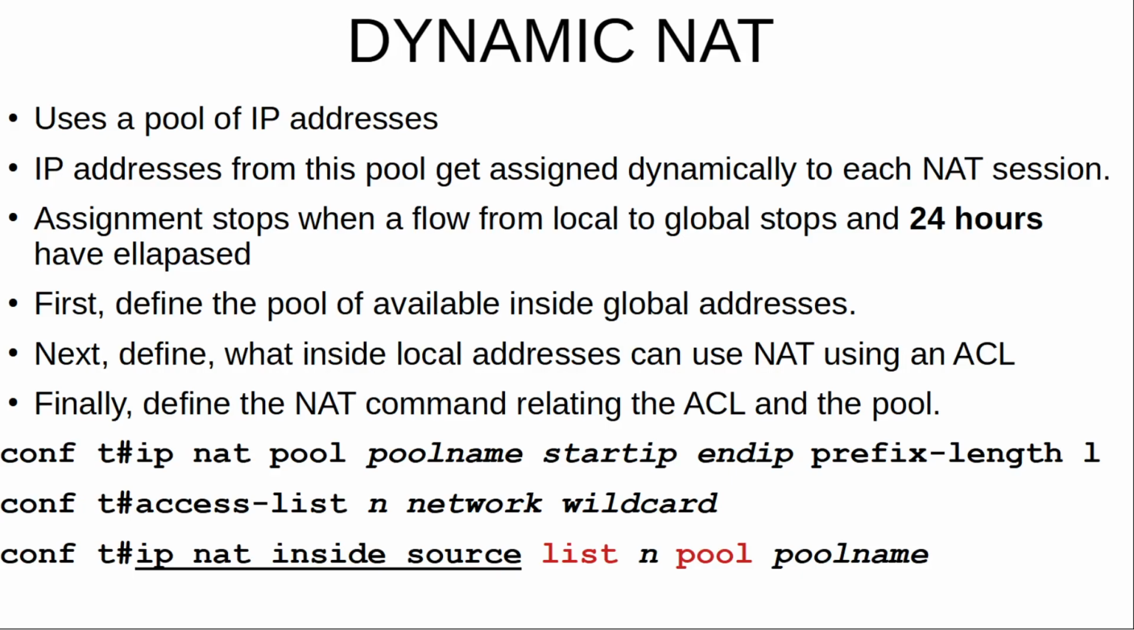In order to configure dynamic NAT, first you have to define a pool of available inside global addresses. Next, you will have to define what inside local addresses can use NAT service with an ACL. Finally, use the super command ip nat inside source in order to pull everything together.